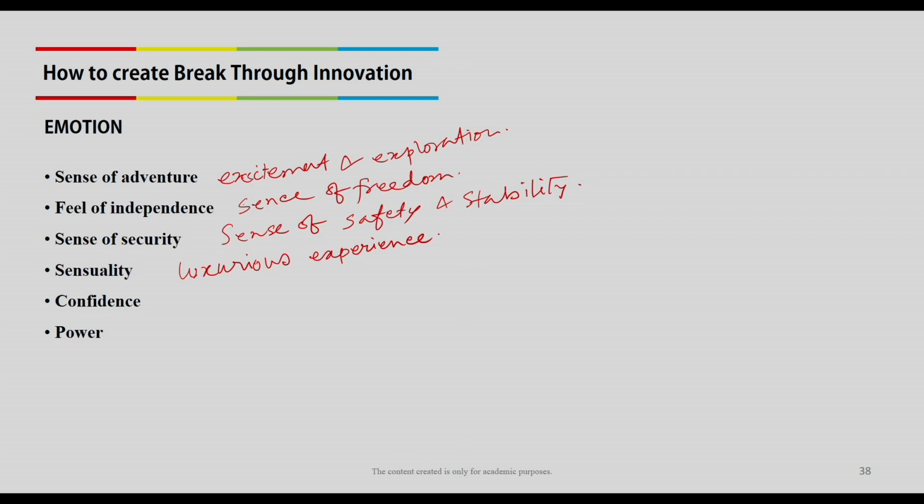If the product supports the user's self assurance and promotes his or her motivation to use the product, then it is confidence. If the product promotes authority, control and a feeling of supremacy, then it is power. So, as a product designer, we should always try to add emotional values to the product.